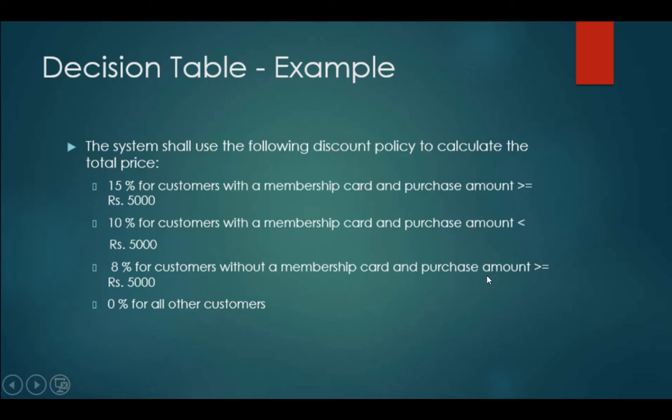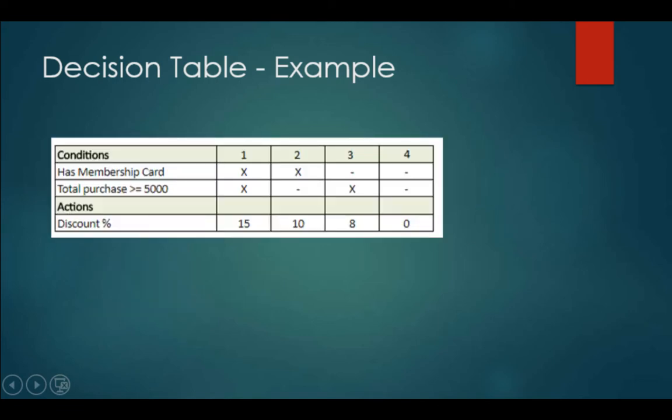like. The table has two parts, conditions and actions. Conditions, as the term suggests, list down the conditions. In this example, we have two conditions. Has membership card, total purchase greater than or equal to 5,000. The value for these conditions could be either true or false, but not limited to just these two values. In this particular case, we have only these two possibilities.